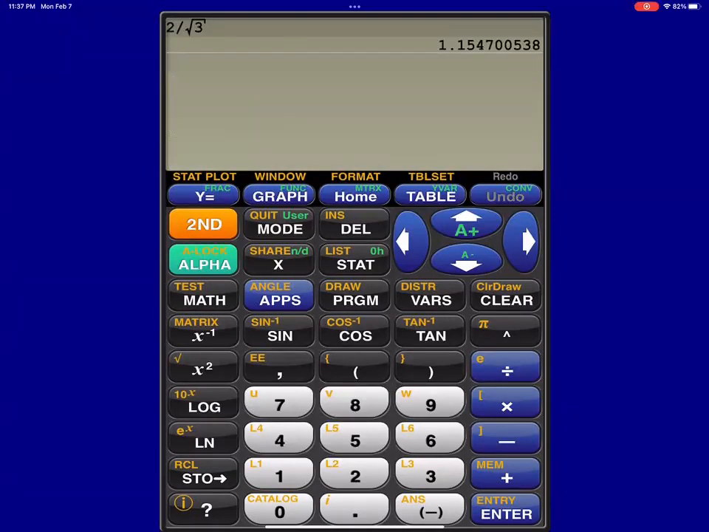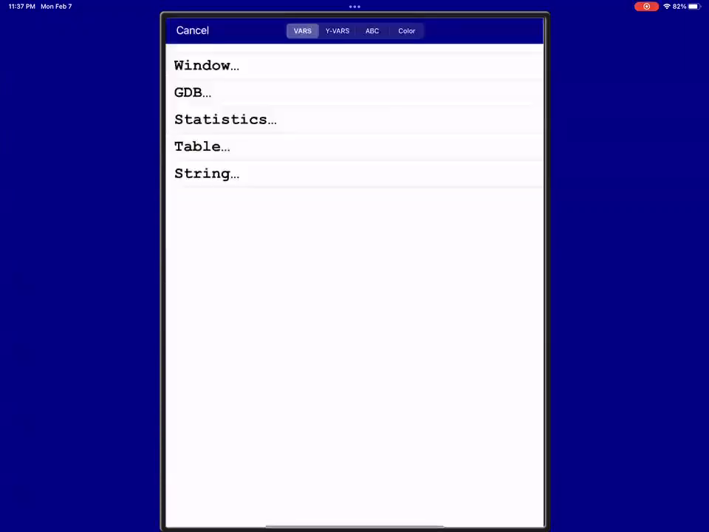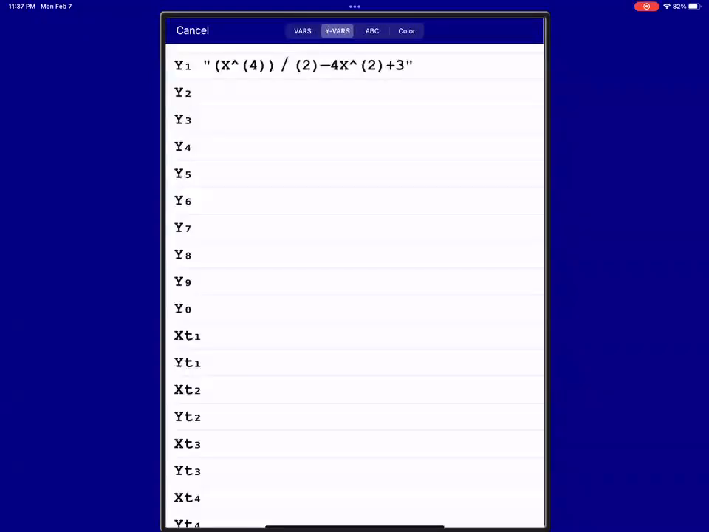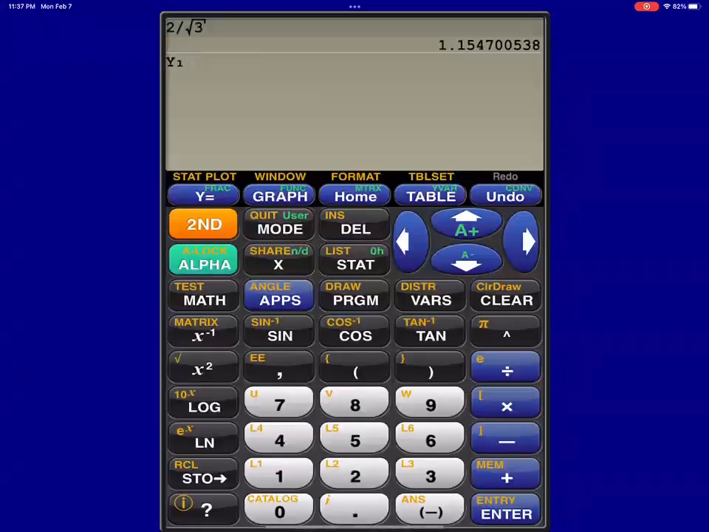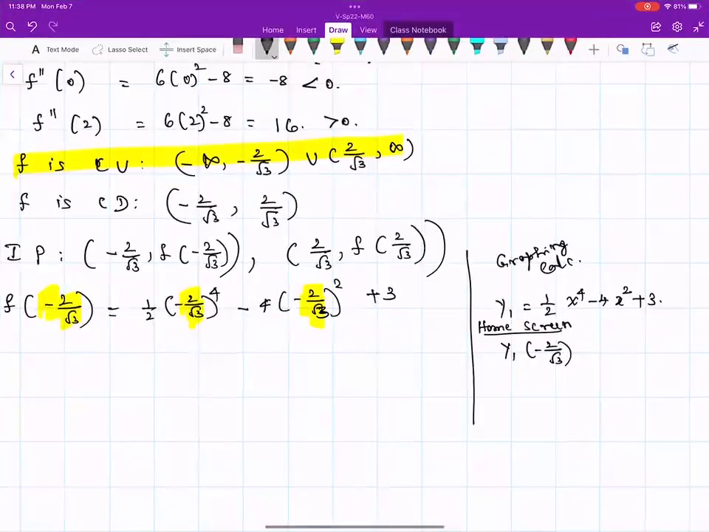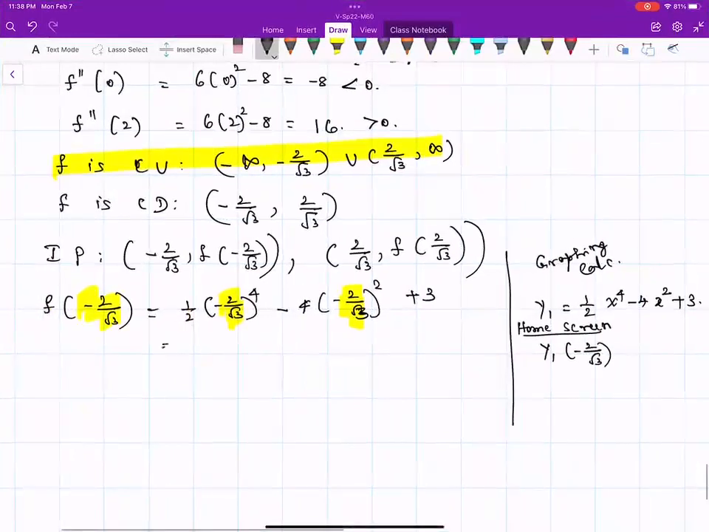In this one, you want to evaluate the y1. So click on variables, yvar. Then you click on y1. And you want to evaluate this at negative 2 divided by radical 3. Close the parentheses. That is negative 13 over 9.